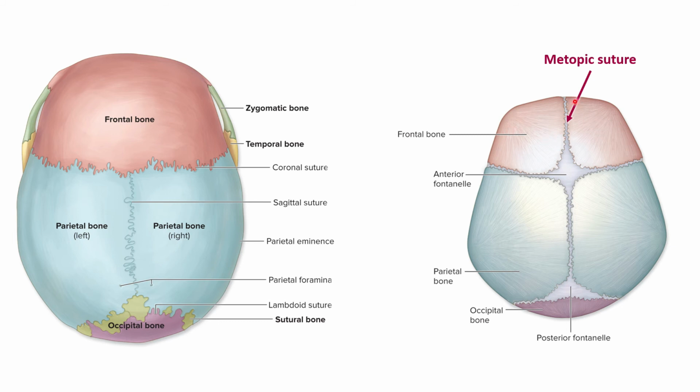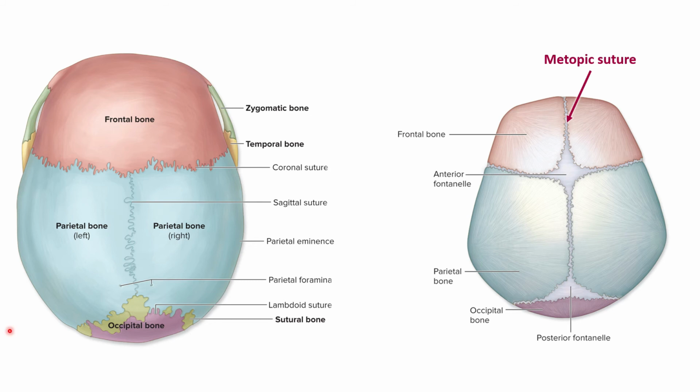There is also one additional suture that's only found in a fetal skull, and that is actually present right through the frontal bone. While on an adult, you can't even see this suture. During development, there are actually two ossification centers in that bone, and those sections fuse at what's known as the metopic suture. And this suture will disappear completely by around the age of 2.